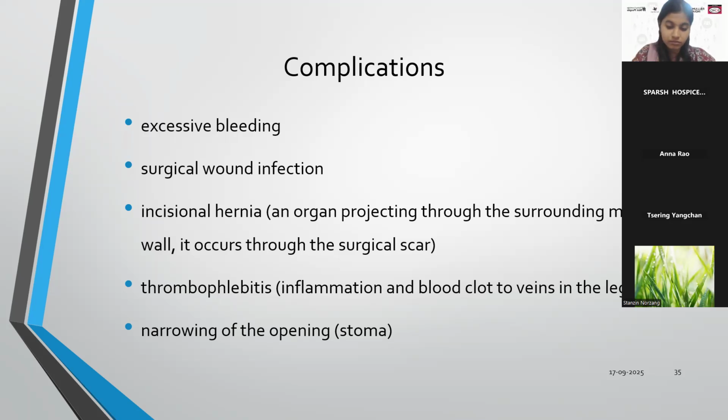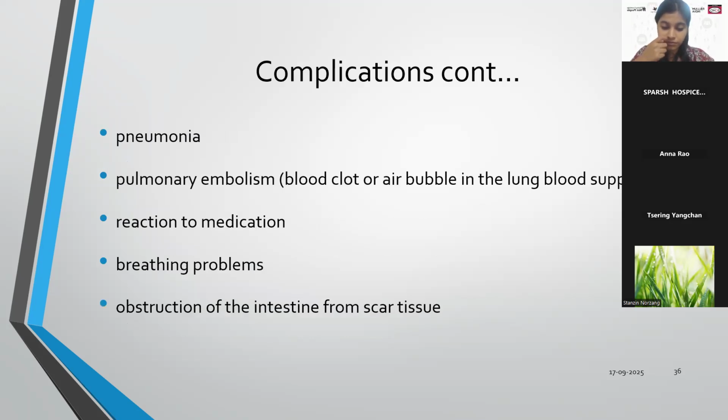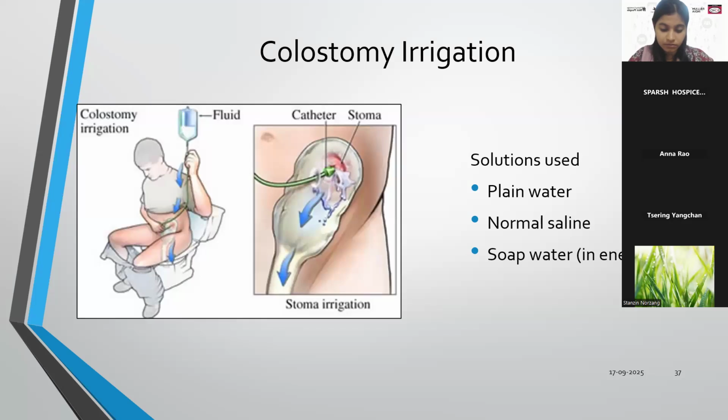Next slide. Here we will discuss colostomy irrigation. What are the different solutions that are used? Next slide. In the picture, you can see the different devices for the irrigation. You can see the bag, then the connecting tube, then there is the regulator, then there is the cone that can be fixed into the stoma, and the irrigation bag. So that you can see in the picture.